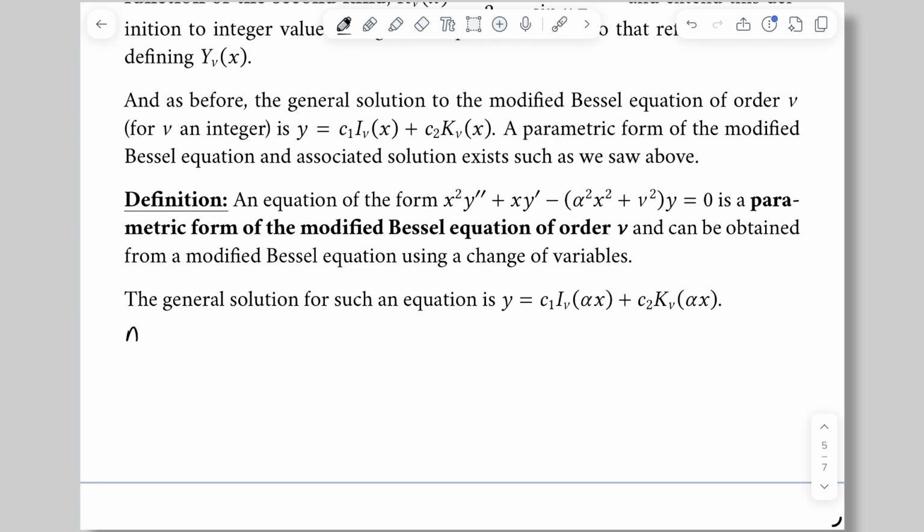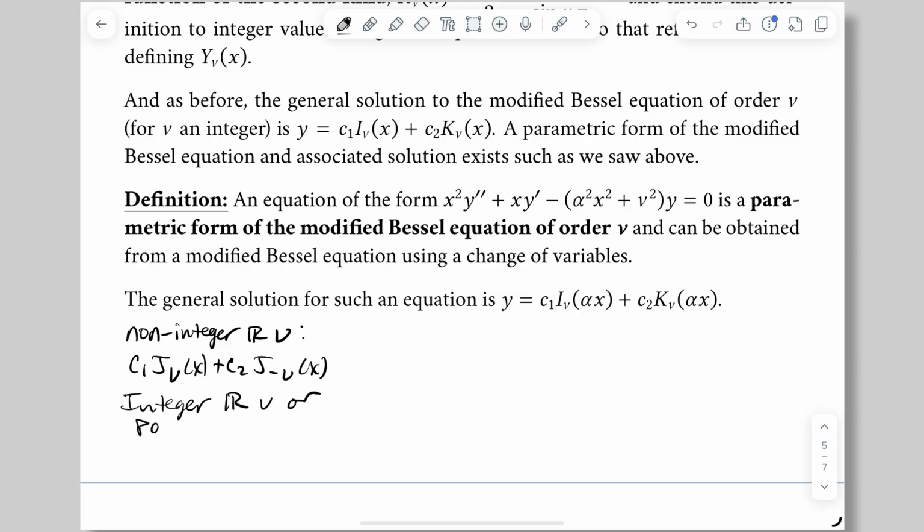As a summary, for a non-integer real number nu, we would say that y is equal to c1 J sub nu of x plus c2 J sub negative nu of x. If we have an integer real number nu or a parametric form of Bessel's equation, then our solution is c1 J sub nu of x plus c2 Y sub nu of x.